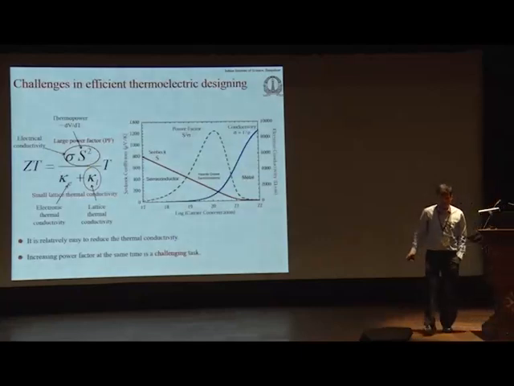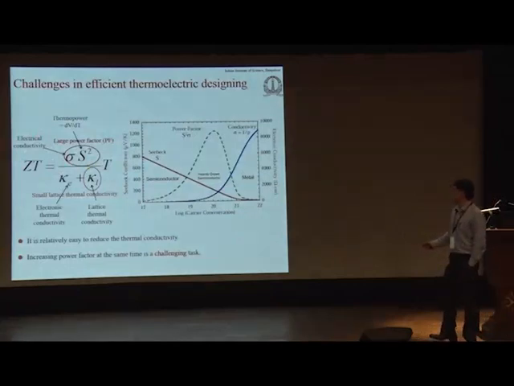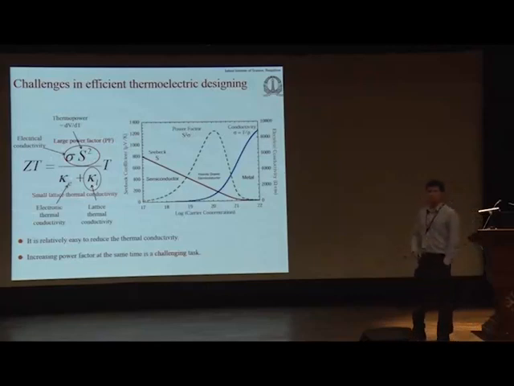So here is the expression for ZT. It is directly proportional to the electrical conductivity and the Seebeck coefficient, or thermopower, and inversely proportional to the total thermal conductivity, which includes the lattice as well as the electronic part. Most thermoelectric materials are insulators or semiconductors, so the most dominant factor which defines ZT is the lattice part of the thermal conductivity.